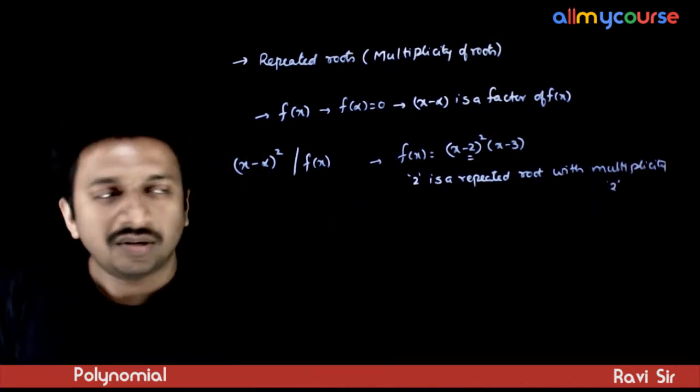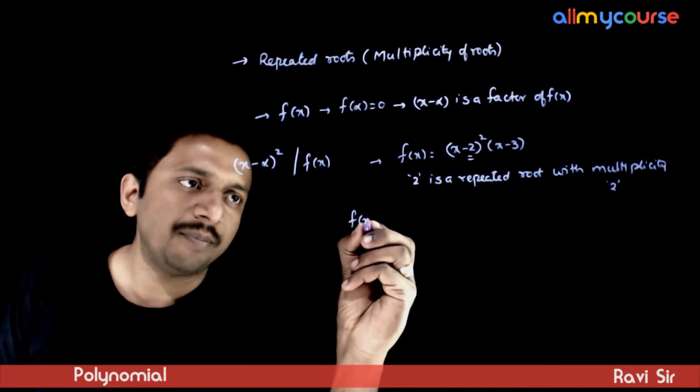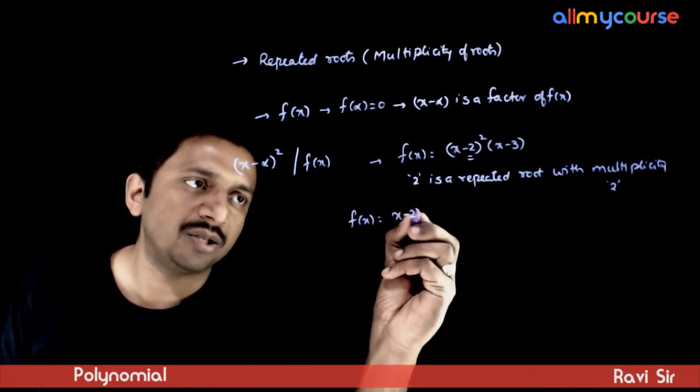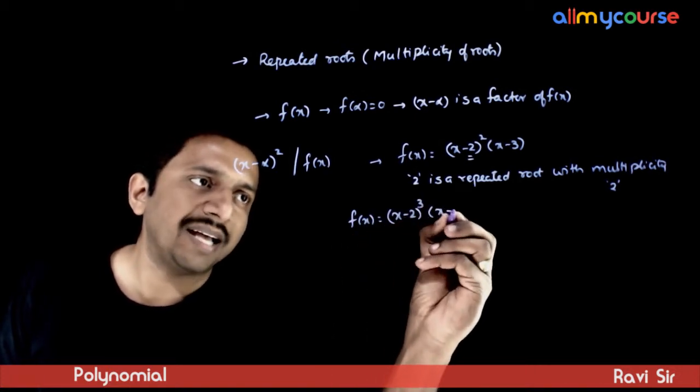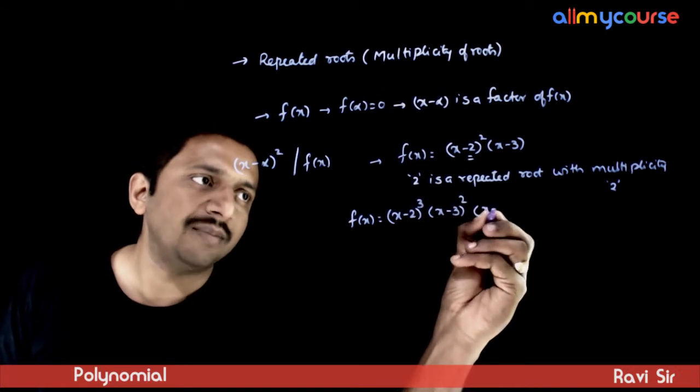And if you have another example, f of x is equal to x minus 2 whole cube times x minus 3 whole square times x minus 4.